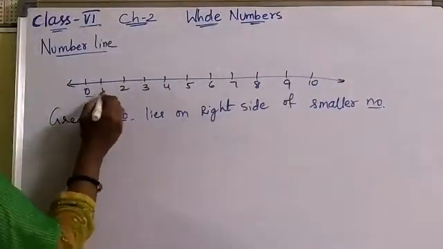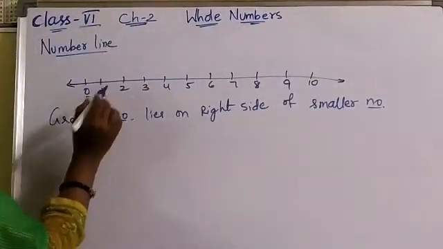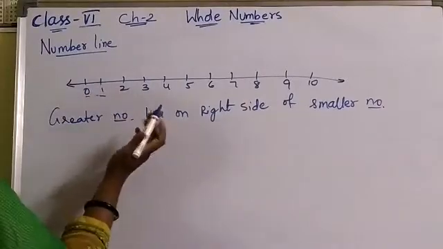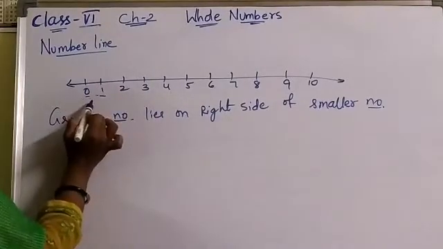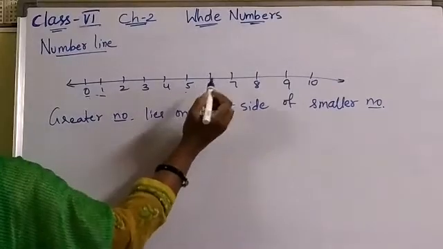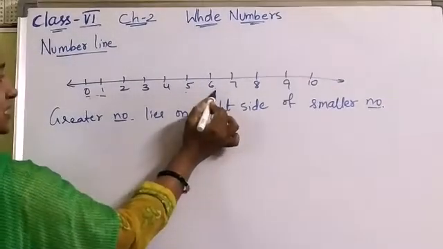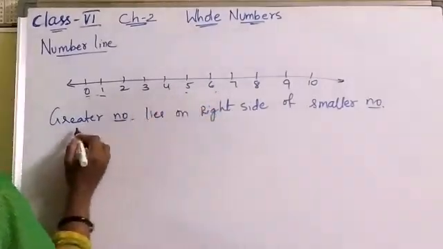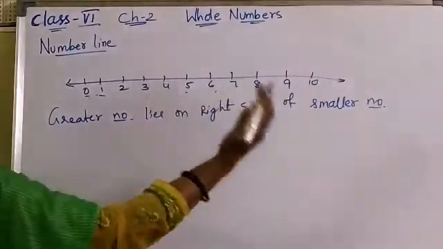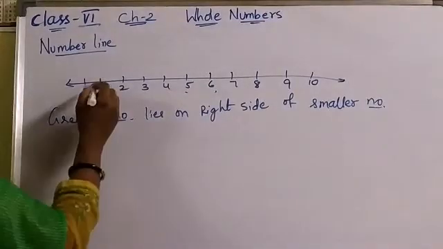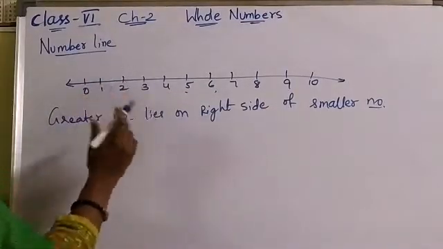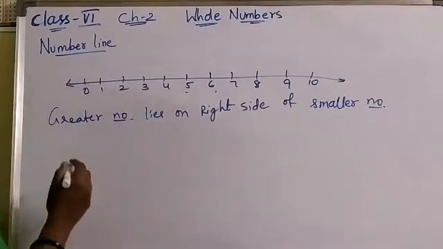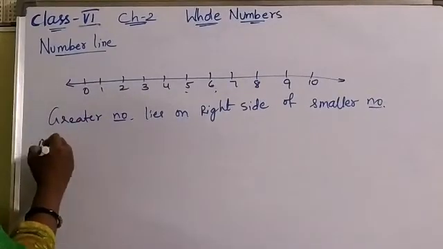Coming to 0 and 1, which is greater? 1. On which side is 1? On the right side of 0. Coming to 5 and 6, which is greater? 6 is greater, and 6 is on the right side of 5. Which is smaller? 5 is smaller. So always the greater number lies on the right side of the smaller number. In this number line we can add, subtract and multiply. Now I will show you. Coming first to addition.